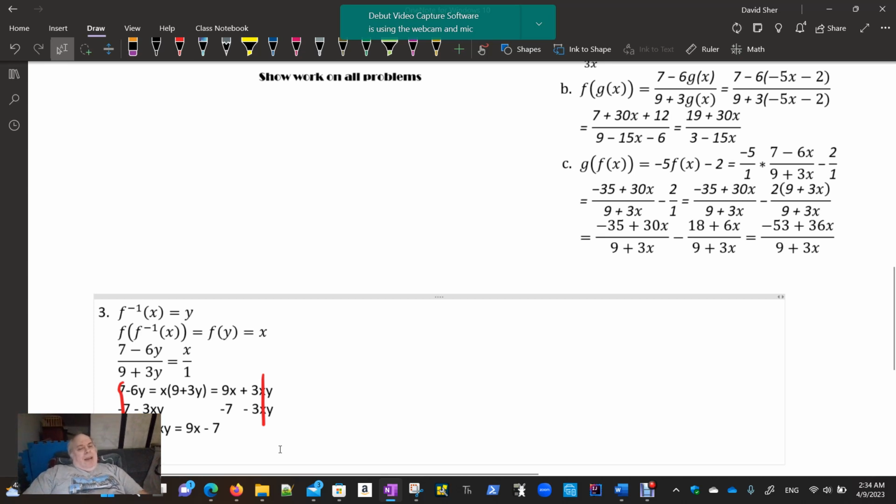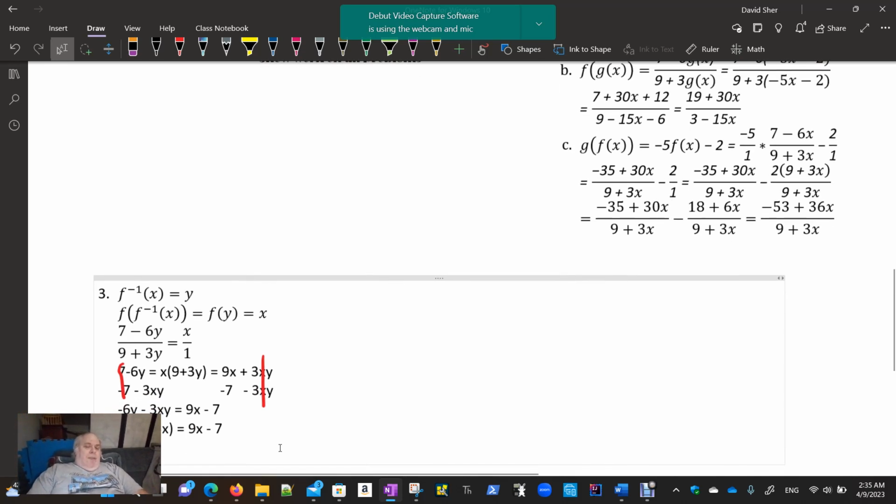Now I'm going to factor out y so that I only have one y. I'm going to get y, and it's going to factor out from minus 6 minus 3x, equals, still equal to 9x minus 7. Now we divide both sides by minus 6 minus 3x to get the y by itself.